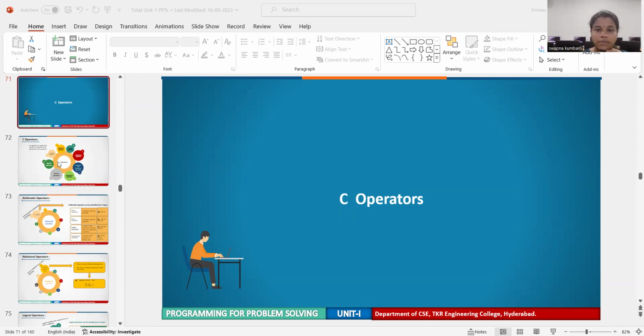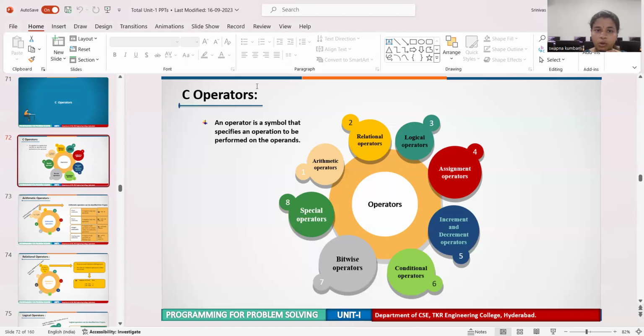Today, I would like to teach C operators and decision statements in the C language. C language consists of different types of operators. Here we can see all the different types of operators.